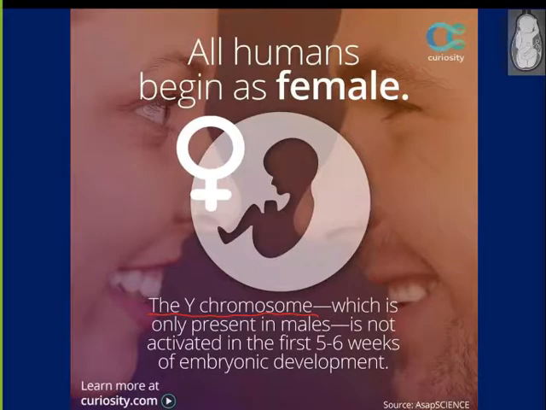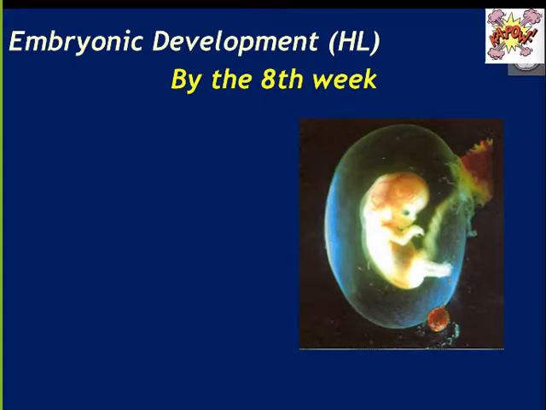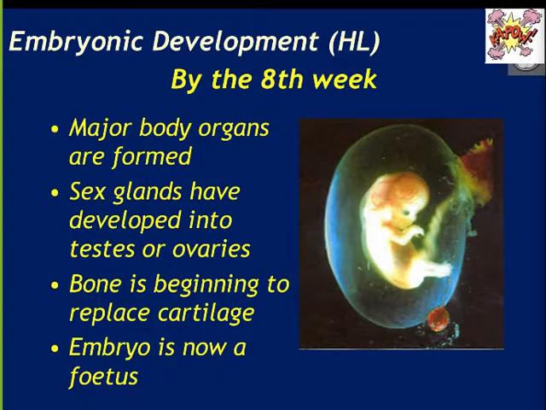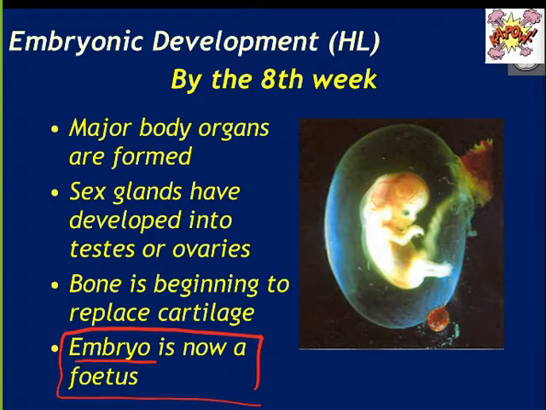Should have known that. Okay, so by the 8th week you can determine sex, if you have a really good scanner. But the most important part of the 8th week is this difference. Your embryo is now what's called a fetus. So there's just a change in the description. You have a little miniature person, but it's now called a fetus.